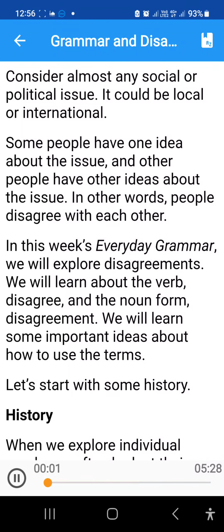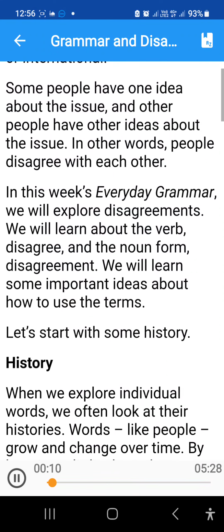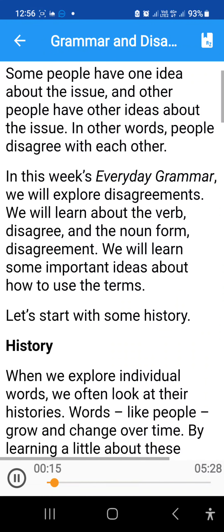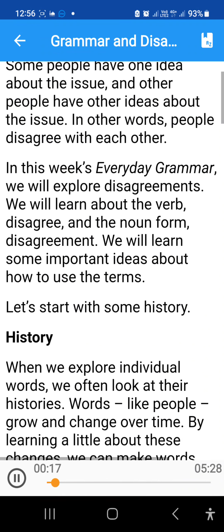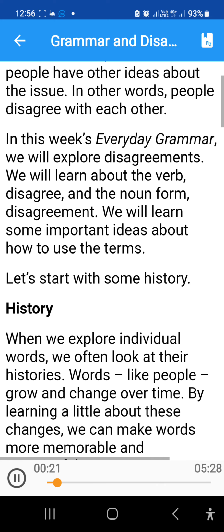Consider almost any social or political issue. It could be local or international. Some people have one idea about the issue, and other people have other ideas about the issue. In other words, people disagree with each other.